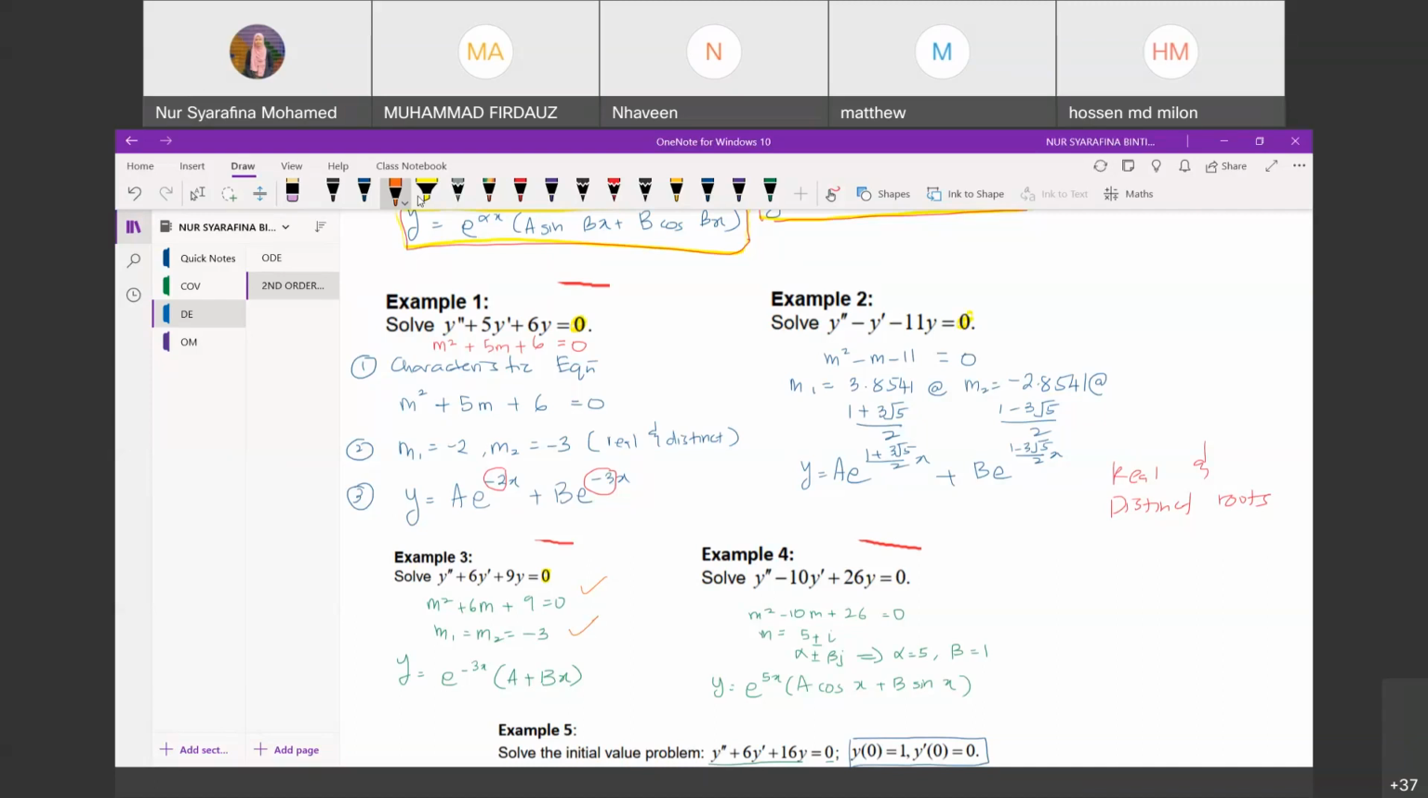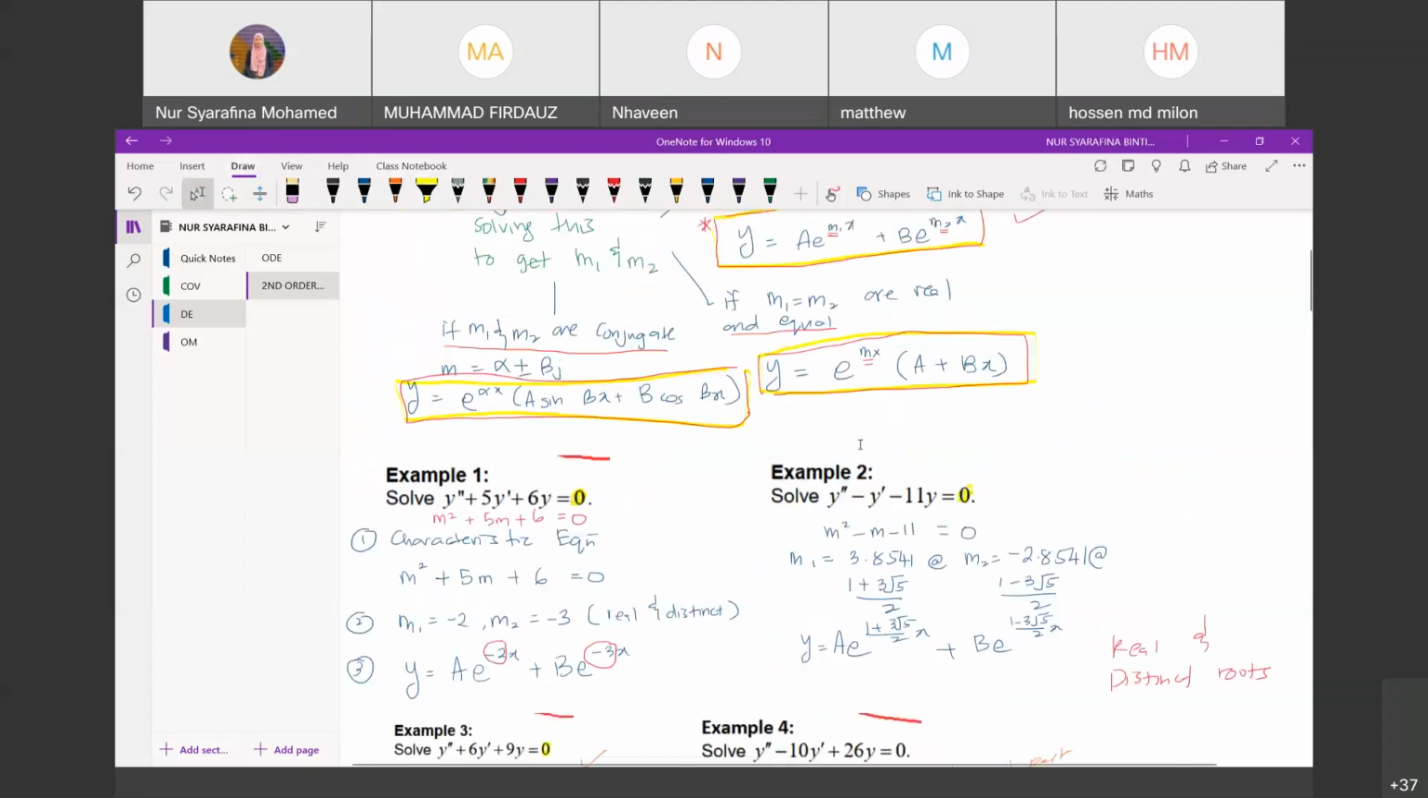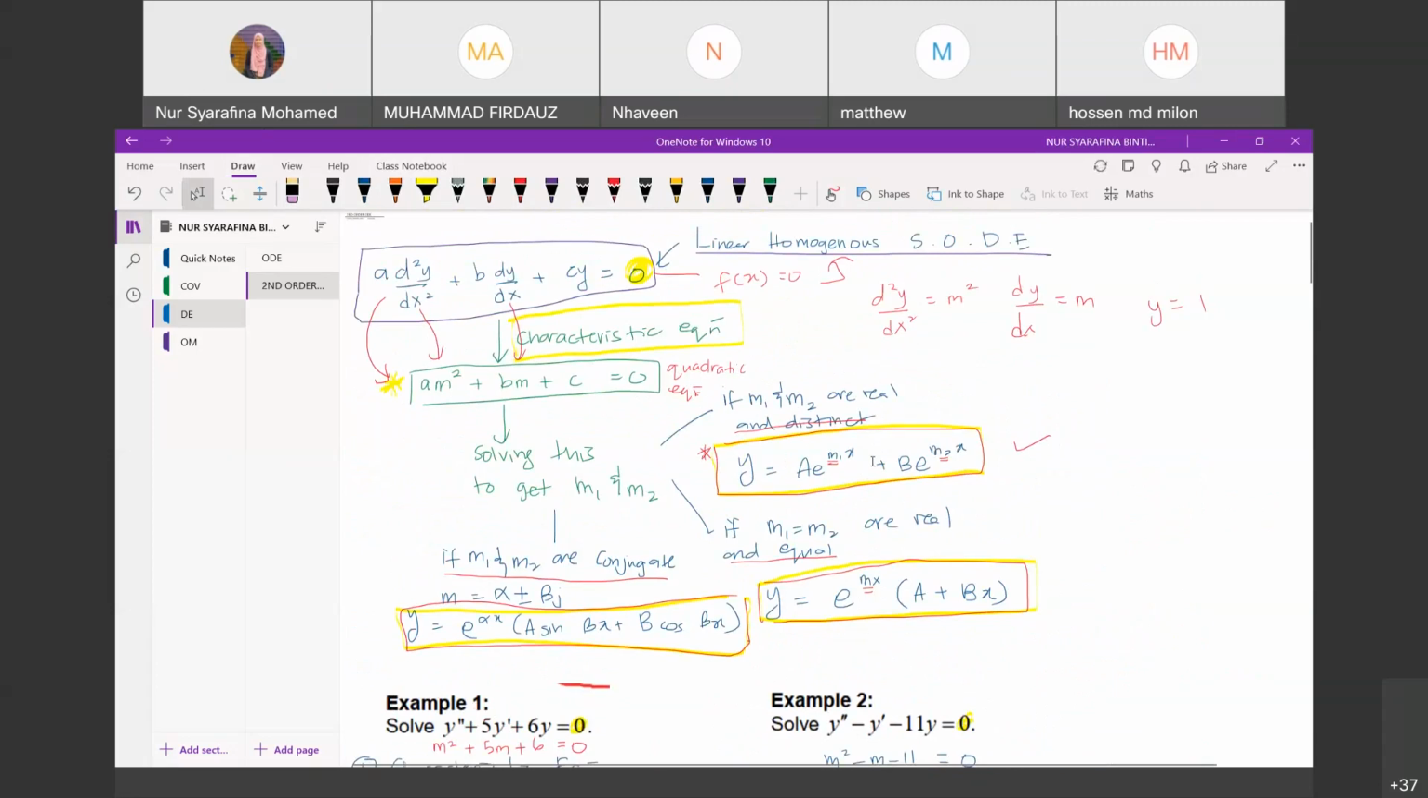And then this one, substitute into the characteristic equation, find the roots, and you have 5 plus minus i, which in terms of alpha plus minus beta j, alpha is the real part and beta is the imaginary part. So just substitute alpha here and beta here. Clear? So these are three types of solving a homogeneous second order differential equation. Anyone has question?